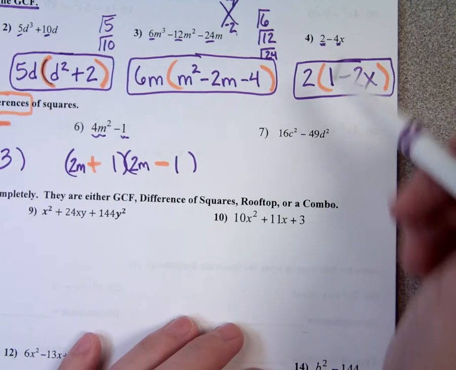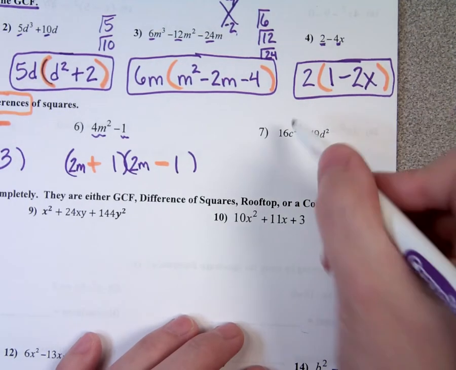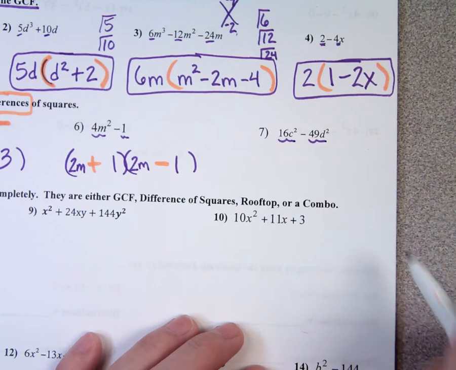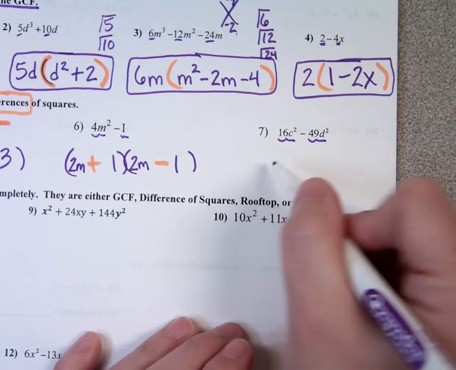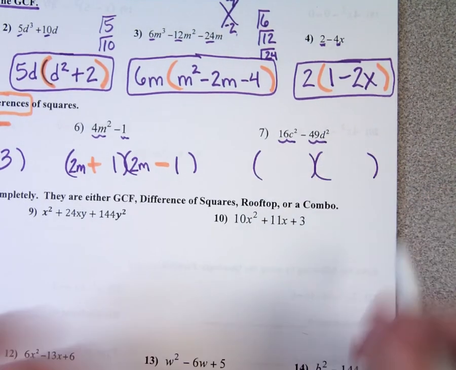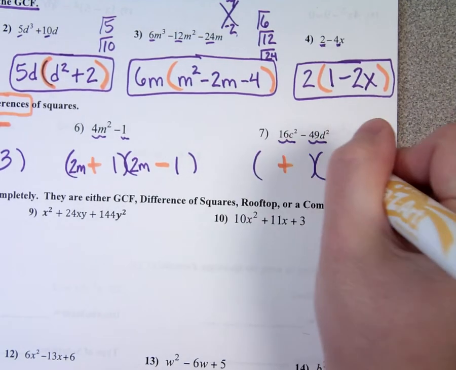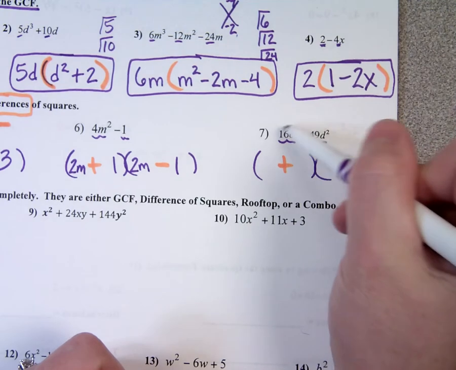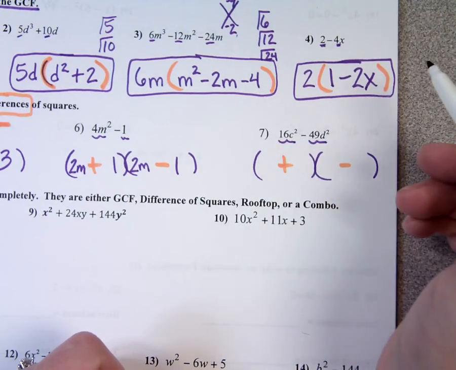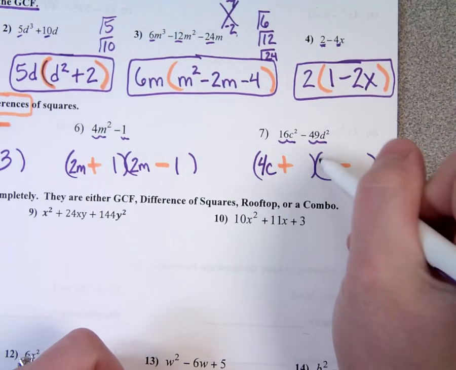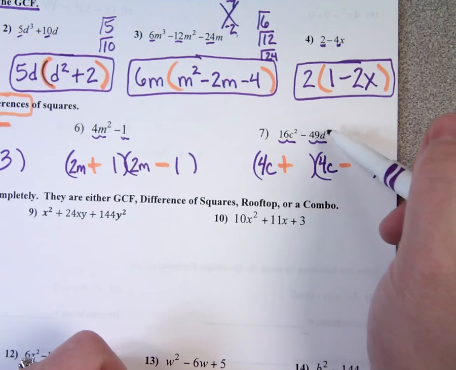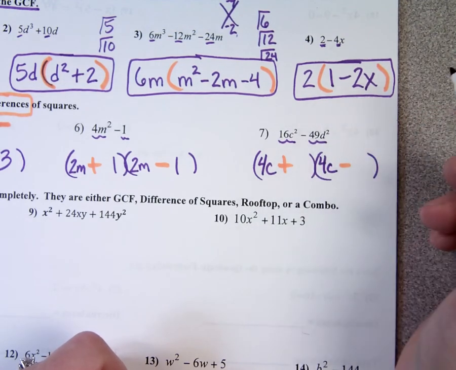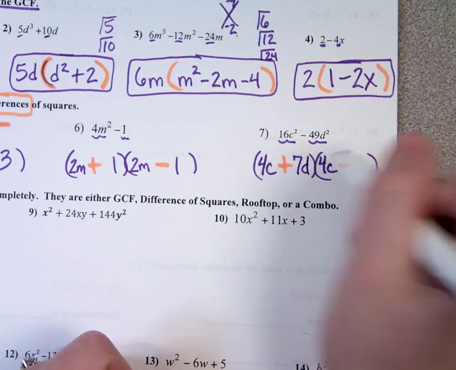Okay, number 7. I look to see if I have a minus. I do. Then I look to see if those are both perfect squares. They are. So I slap down my 2 sets of parentheses. One gets the plus, one gets the minus. Then I write down the square roots. What's the square root of 16c squared? 4c, so that goes in the front. And then what's the square root of 49d squared? 7d, and that goes in the back.